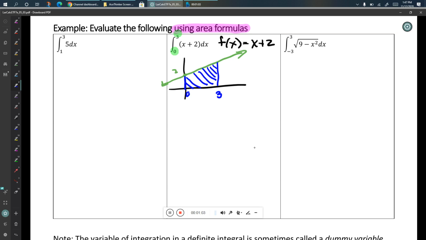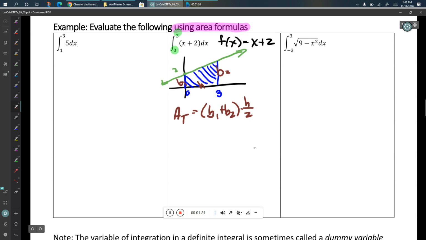Now, if you look at that, you'll see that that's a trapezoid. You might have to turn your head sideways to see it. But this will be our base 1. This will be our base 2. This will be our height. Then the area of that trapezoid is base 1 plus base 2 times height divided by 2.